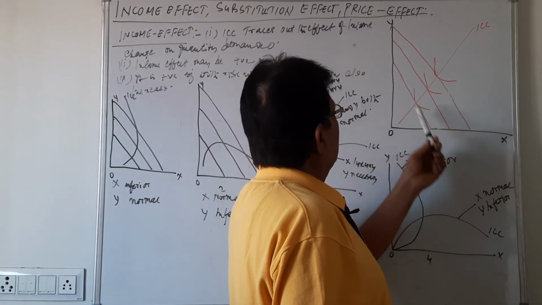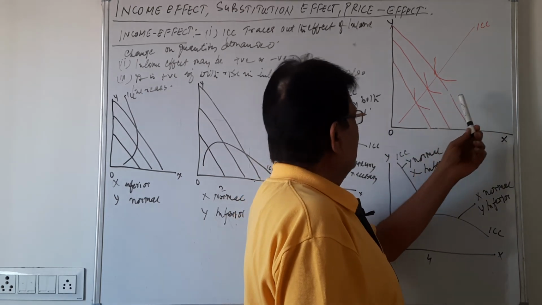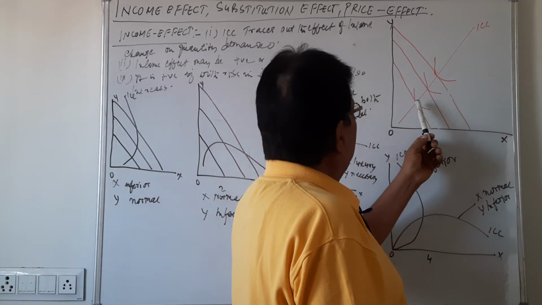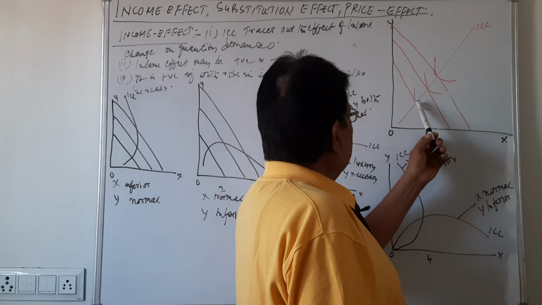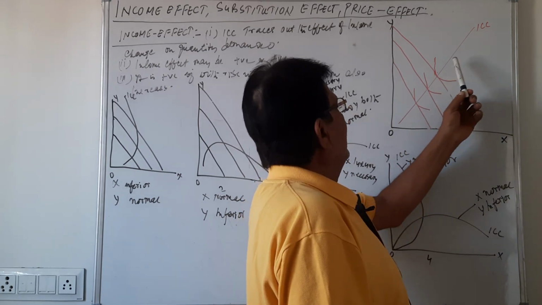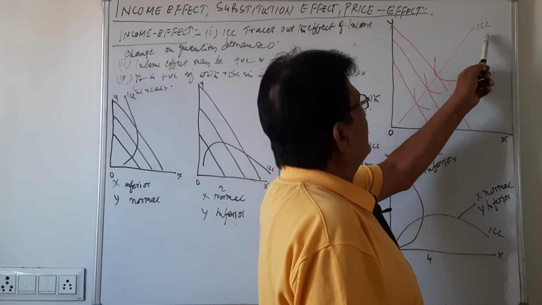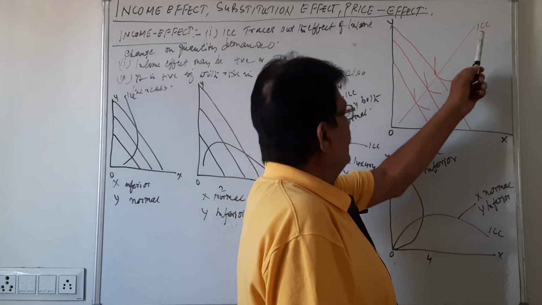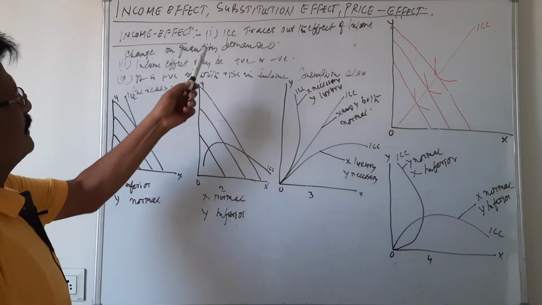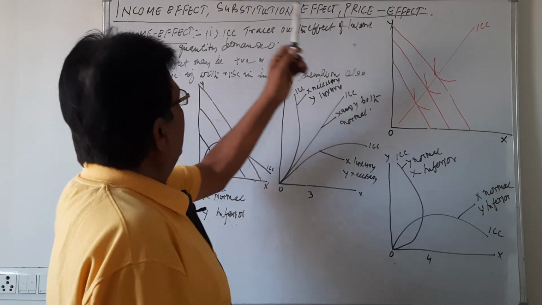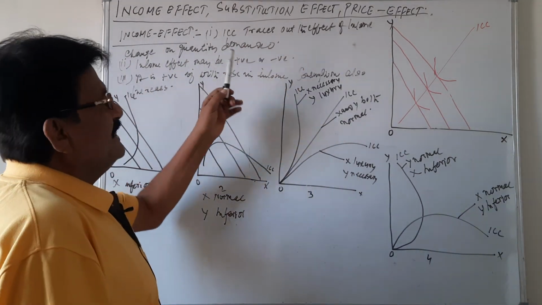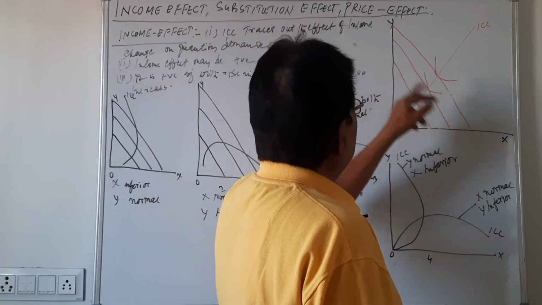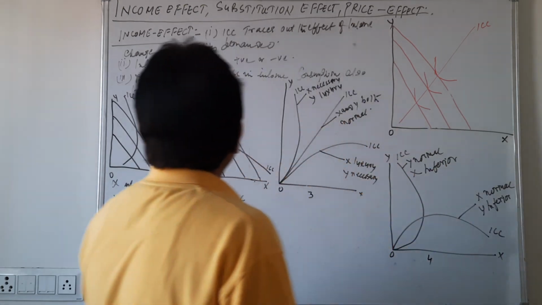So this price line is shifting in a parallel way, and on each budget line we have a point of equilibrium, and if these points of equilibrium are joined by a line, we get the income consumption curve. So the income consumption curve traces out the effect of income change on quantity demanded. In this class, we shall investigate what happens to the demand of both commodities when income changes.